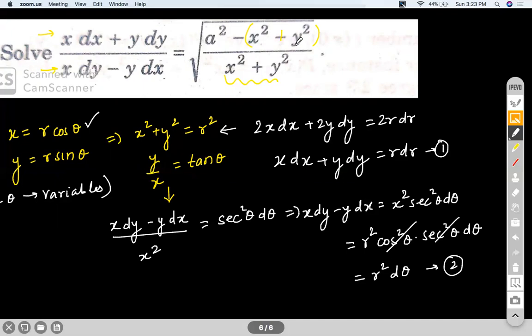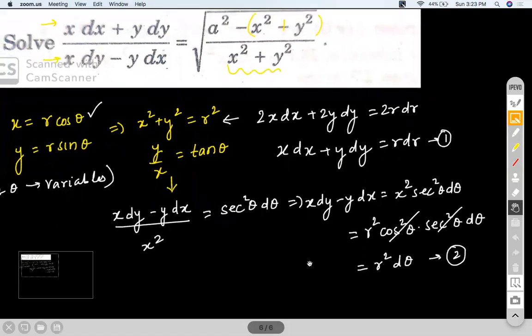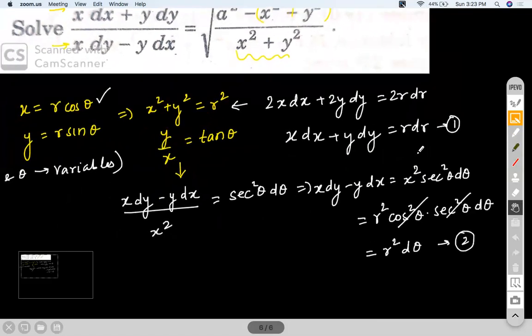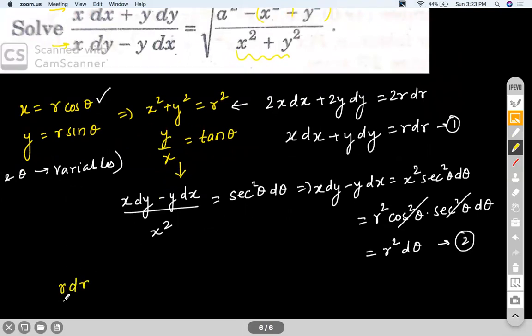Okay. Right hand side is pretty obvious. So wherever you see x square plus y square, you substitute an r square for it. So overall, making the substitution into my differential equation, I will end up getting r dr divided by r square d theta is equal to under root of 1 minus r square by r square.